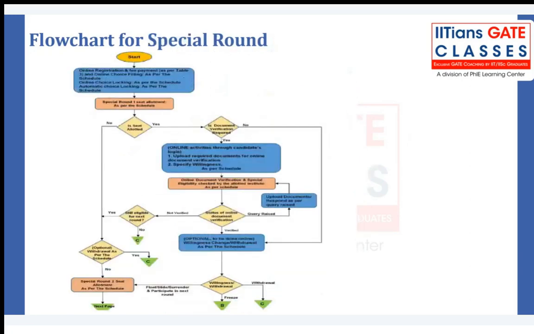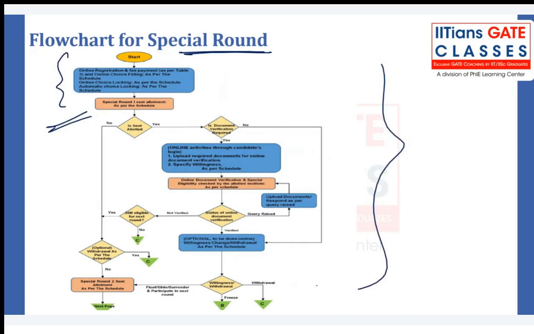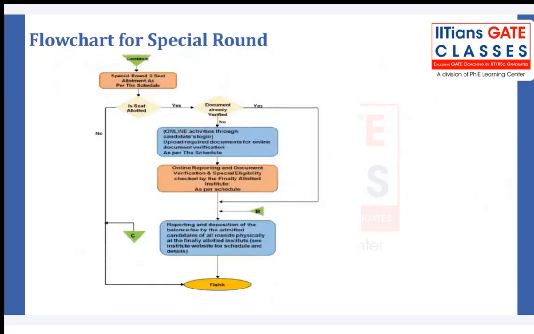So this is the flow chart for a special round. Suppose you haven't got anything in the first round and you have withdrawn your seat. Then again you have to pay the registration fees, and all these things are there. I hope this makes sense. So remember, there are choices like float, slide, freeze, withdraw. There are many points which you have to keep in mind. So these are the choices and flow chart.